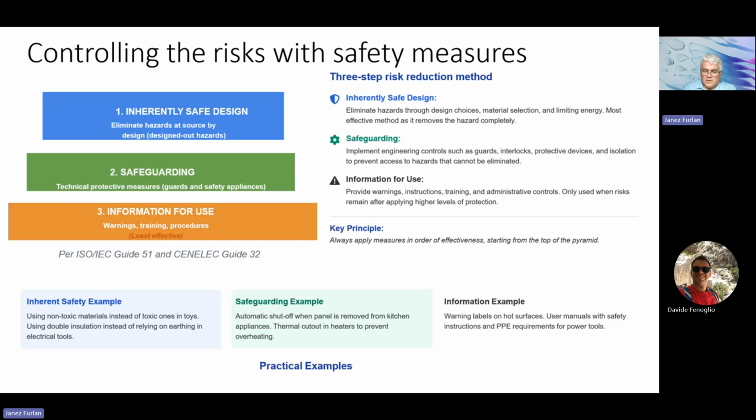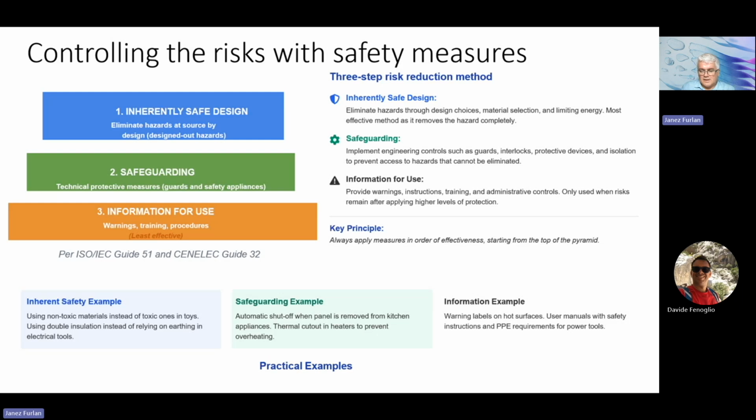If this is not possible for the sake of the functionality of the product, we will probably opt for the second possible technical approach, which is safeguarding. We are using guards and safety appliances to control the areas which can be causing some risks. For example, we will guard the moving parts or the very hot parts. We will implement sensors, switches, and other safety appliances to control access of the user to the dangerous zones.